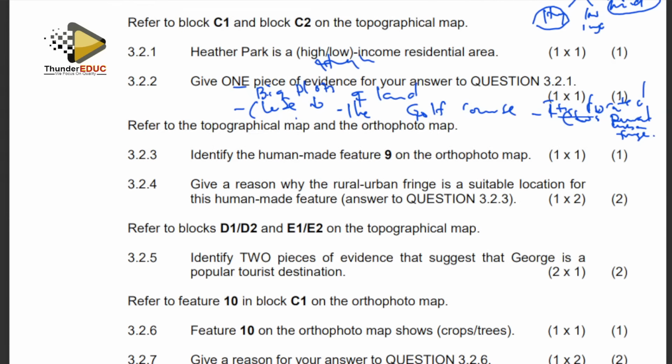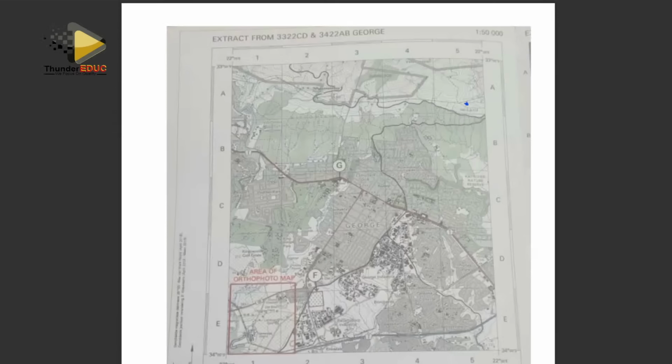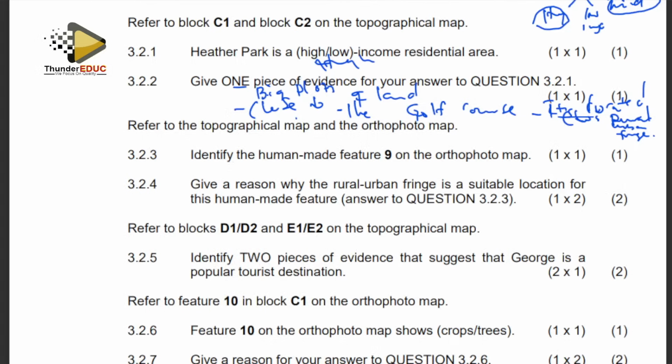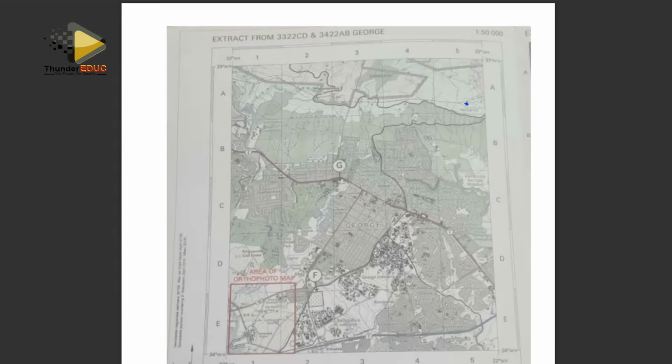Let's go back to the question quickly. Refer to that feature 9. Identify that man-made feature 9. Okay, the man-made feature 9, if you check clearly on this map, the name is here. It's a sewage works. So feature 9 is referred to as a sewage works. So we say here sewage works. Okay, so you write it there and then say give a reason why.